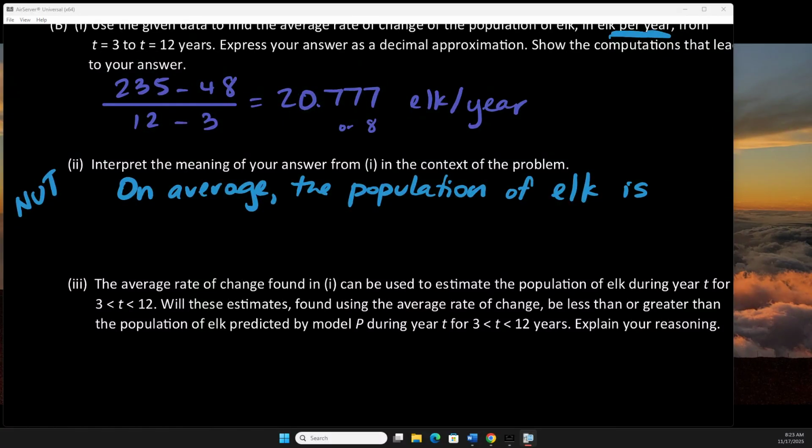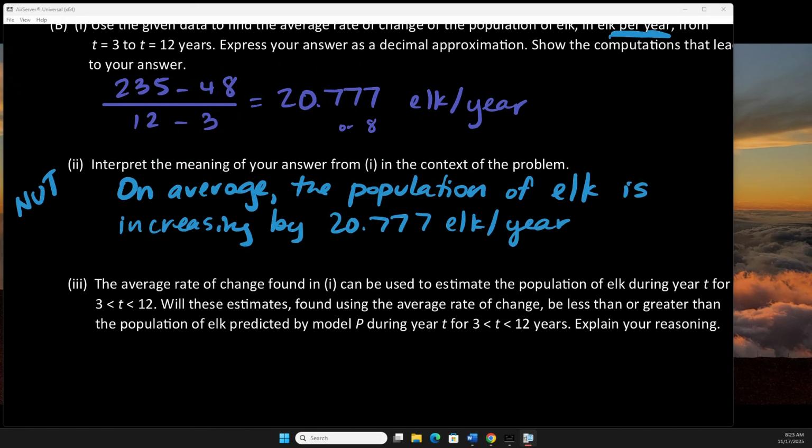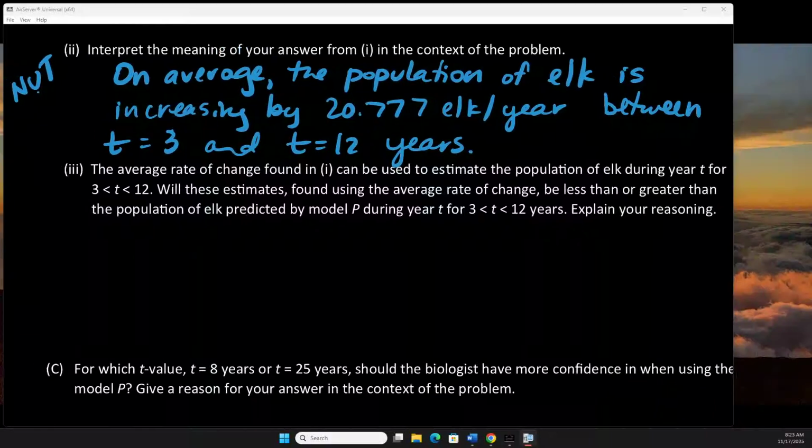Is, and then you need to tell if the population is increasing or decreasing on this time span. And since it is a positive, we're going to say is increasing by 20.777 elk per year. That's the unit, elk per year. And then we need to do the time. So between t equals 3 and t equals 12 years. Okay, that is an interpretation, not just a statement of the answer.